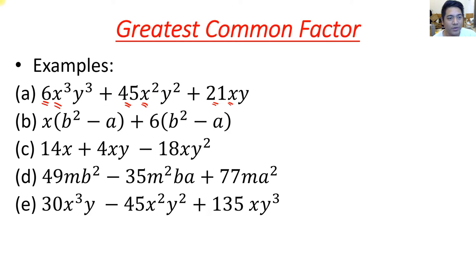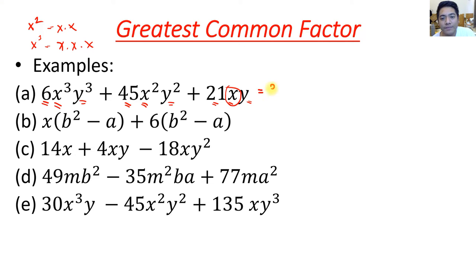For the x cubed, we know that it can be written as x times x times x. And for the x squared, we know that is x times x. They all have common x's, so I can factor out this x from all of the terms. How about for y? We have y cubed, y squared, and y. So all in all, I can factor out y because that is the greatest common factor among all the terms.